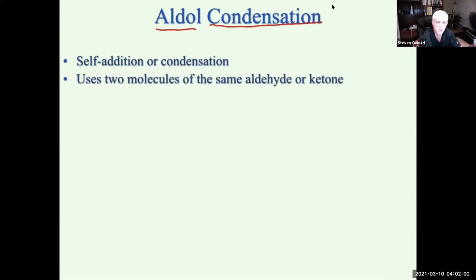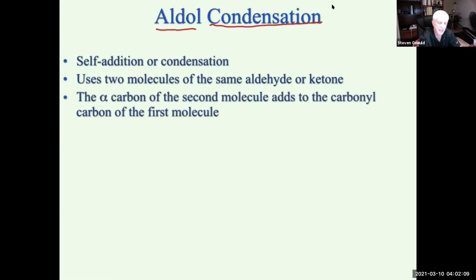All right, so now we have aldol condensation. These are self-addition or condensation reactions. That means you use 2 molecules of the same aldehyde or ketone, and they condense into each other and form a new compound. The alpha carbon, remember, alpha carbon is a carbon adjacent to the carbonyl carbon. So the alpha carbon of the second molecule adds to the carbonyl carbon of the first molecule. Now these are going to be confusing again at first, but they'll make sense as we go through it.